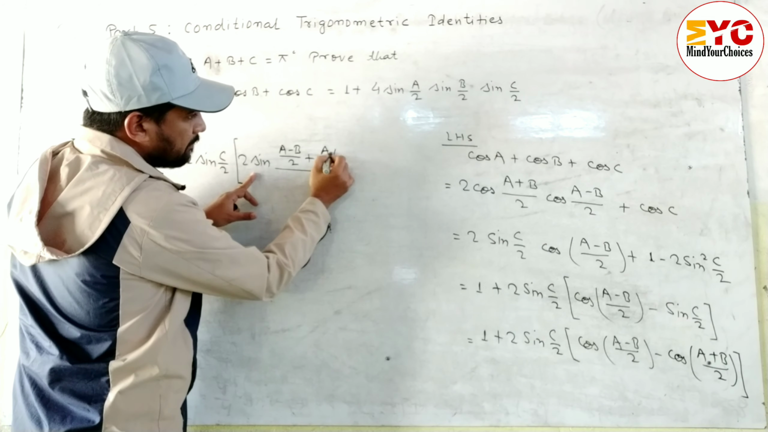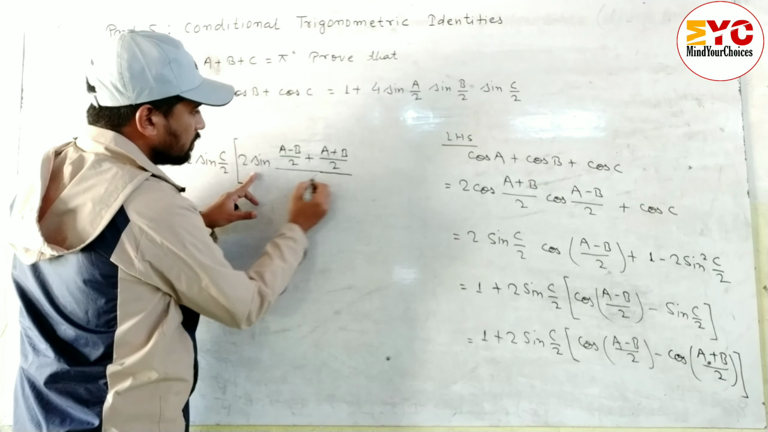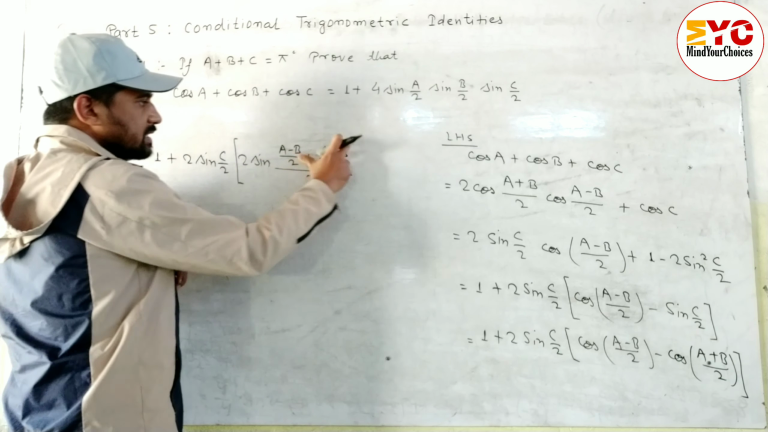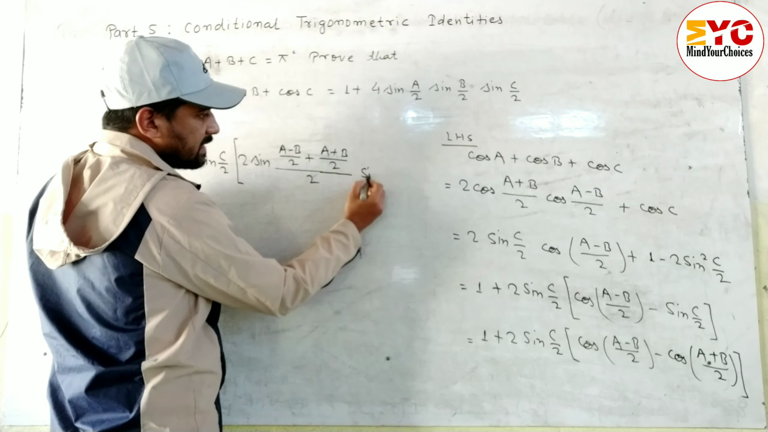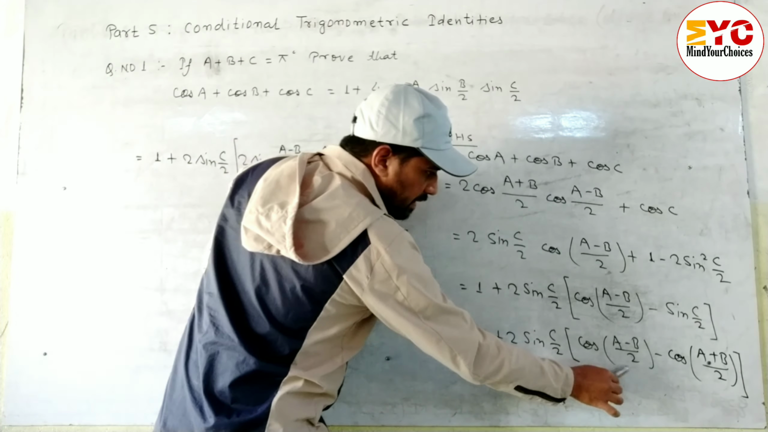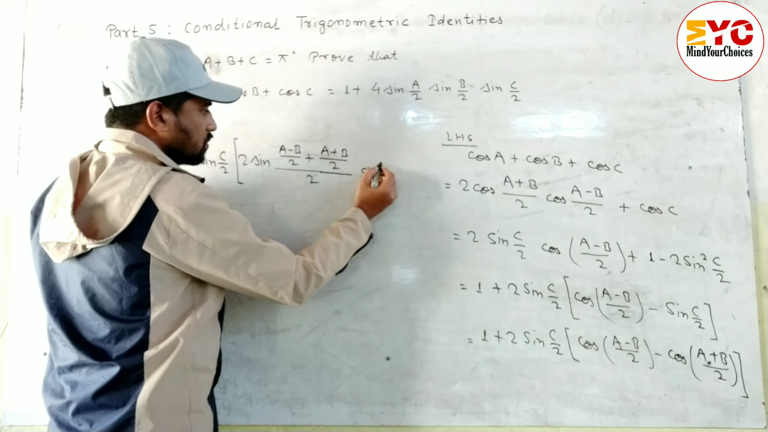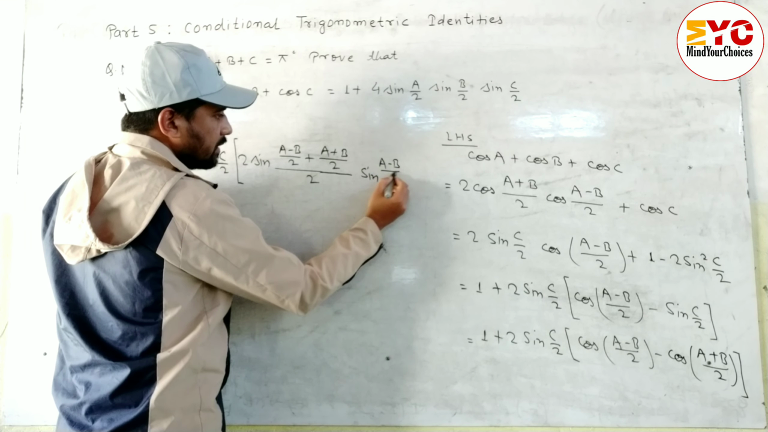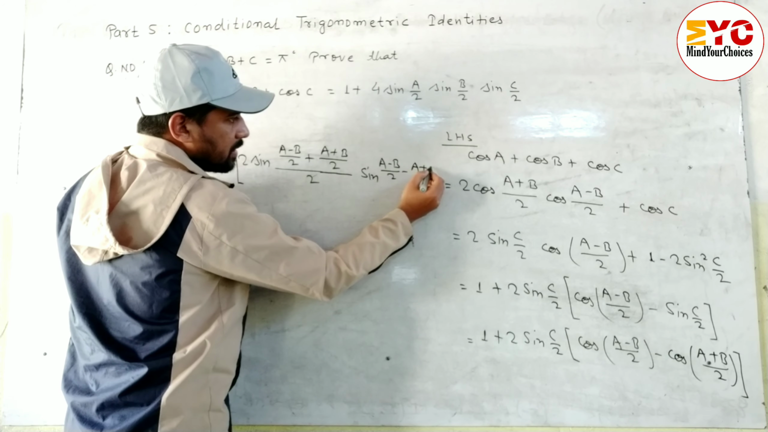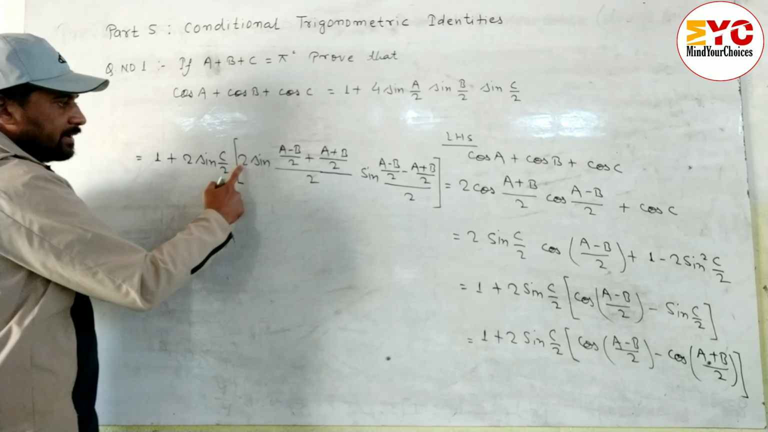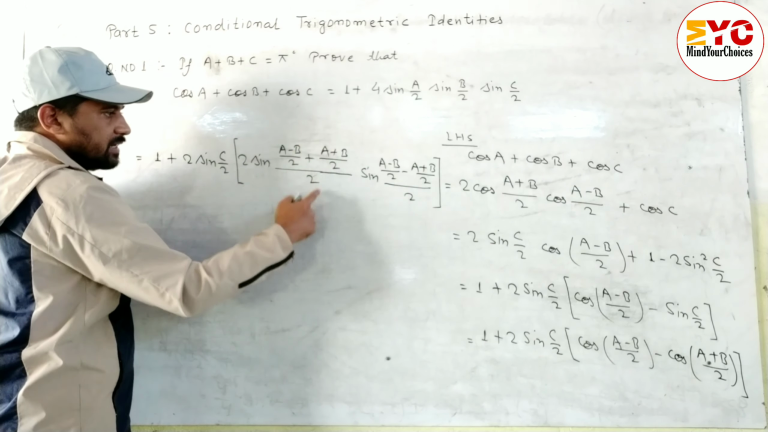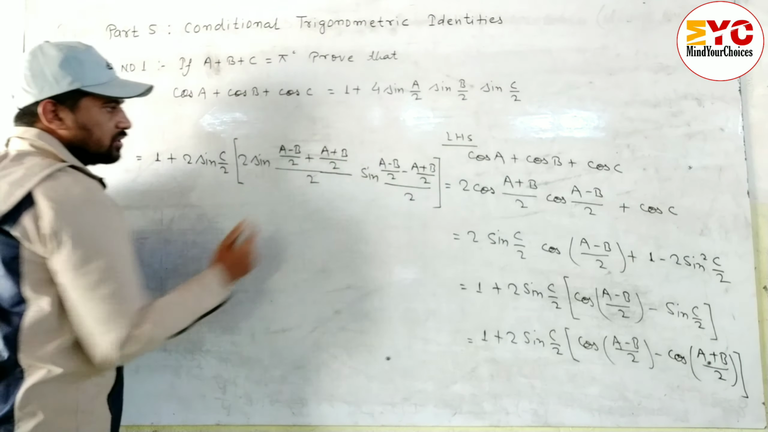plus a plus b by 2, 2 sine c plus d by 2. C means a minus b by 2 and d means a plus b by 2. Sine c minus d. C means a minus b by 2 and d means a plus b by 2. So here a minus b by 2 minus a plus b by 2 by 2. You can see here properly. 2 sine c plus d by 2 sine c minus d by 2. C means a minus b by 2 and d means a plus b by 2. Now we have to solve.